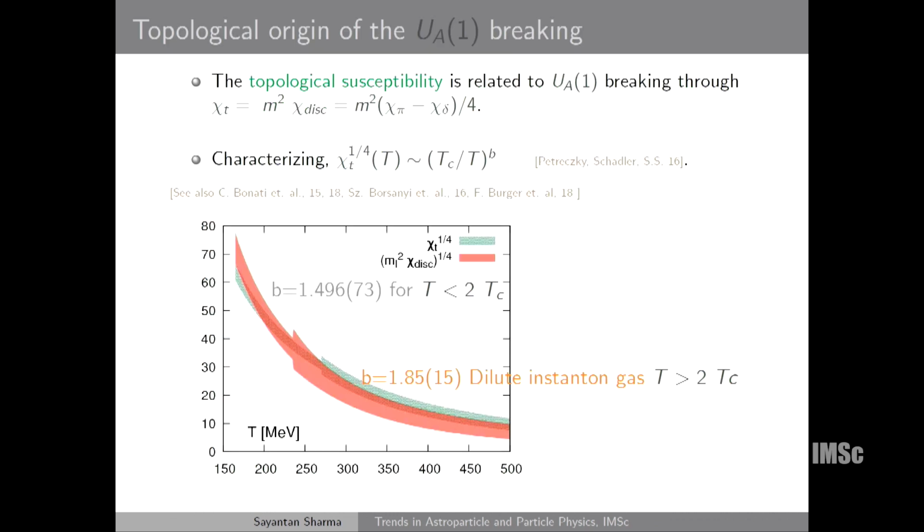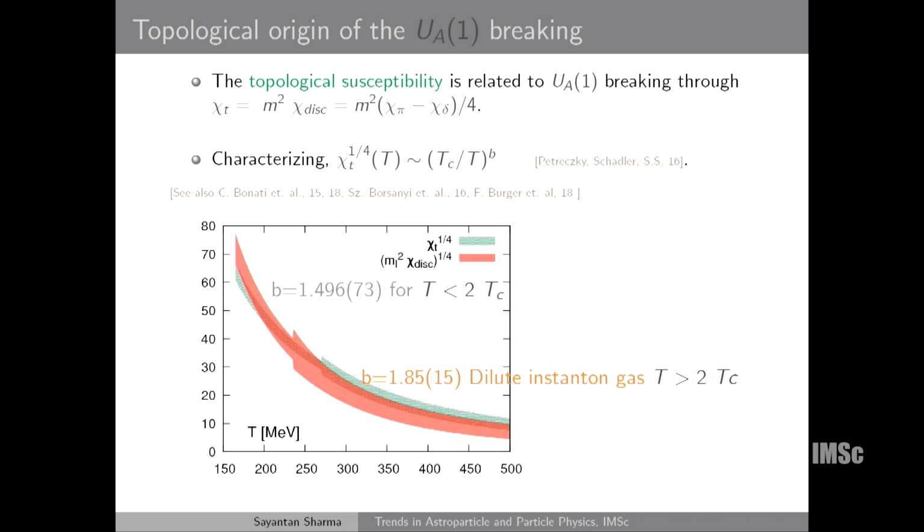Now we also studied the relation between the topology and the UA1 breaking. If you look at the Ward identities, then this chi disconnected part of the chiral susceptibility is related to the topological susceptibility, which measures the fluctuation of the topological charge in QCD. By comparing, we can calculate these two quantities independently and see how well it matches. So that is what we did here in this plot.